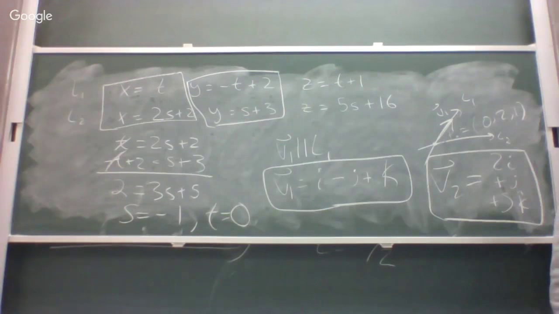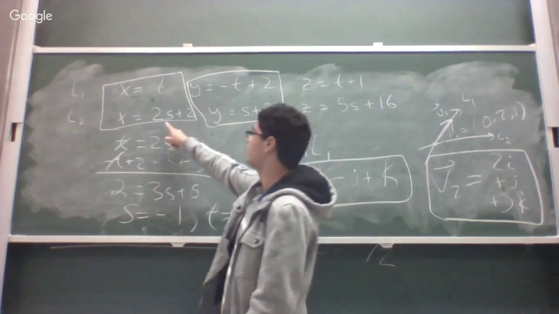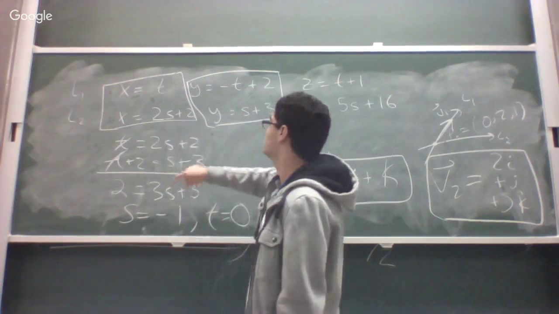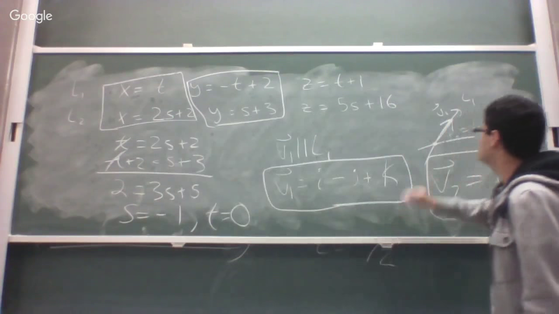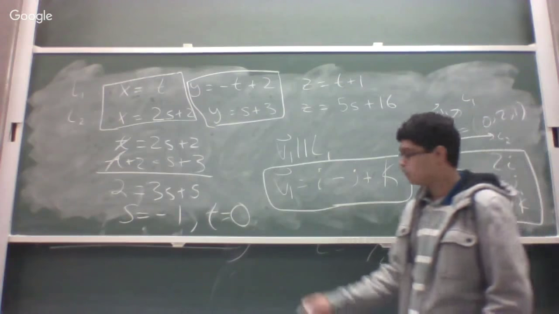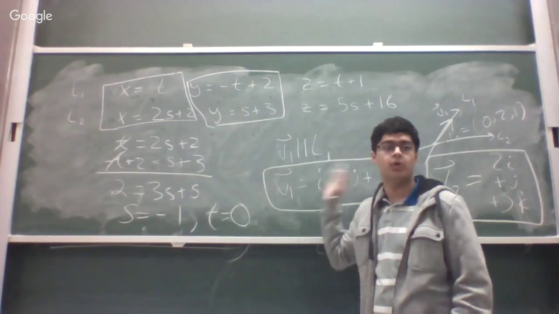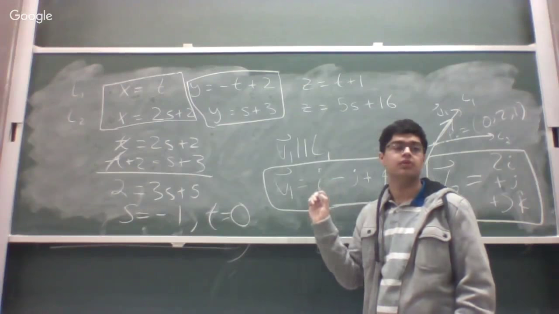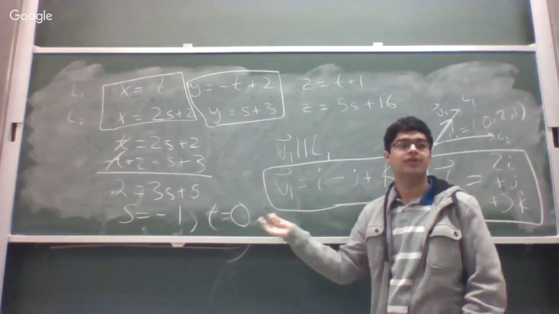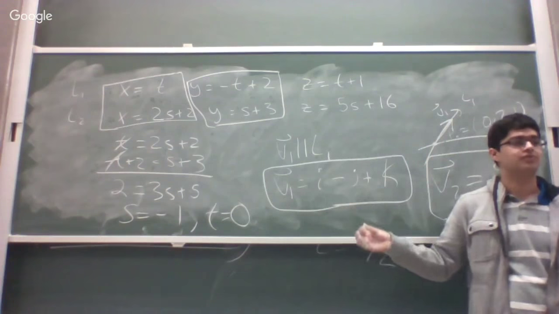Okay. So since s is equal to -1, 2 times -1 plus 2, x is equal to 0. -1 plus 3, y is equal to 2. We did need to know s and t to find the point. But since t is 0, it makes it easier.